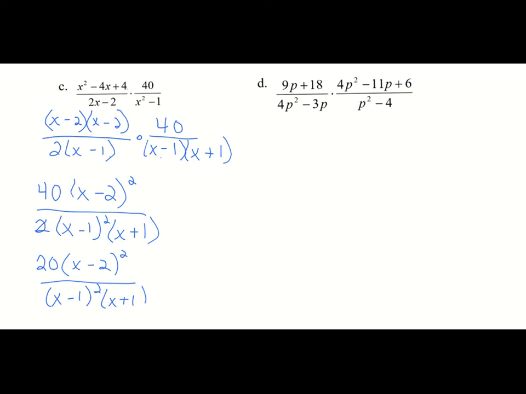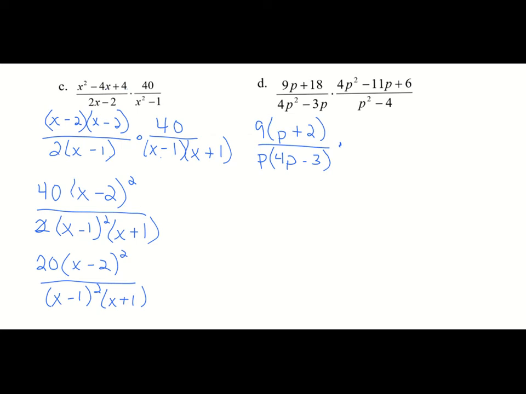All right, now for D, we have (9p plus 18) over (3p squared minus 3p). So let's start by factoring that. For 9p plus 18, I know I can pull out a 9, so it becomes 9 times (p plus 2). And then on the bottom, I think we just pull out a p. So we have p times (4p minus 3) times, all right, now we need to factor 4p squared minus 11p plus 6.